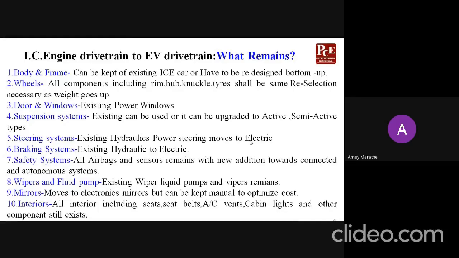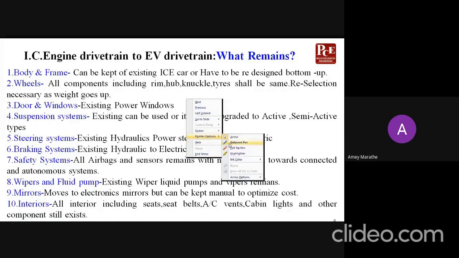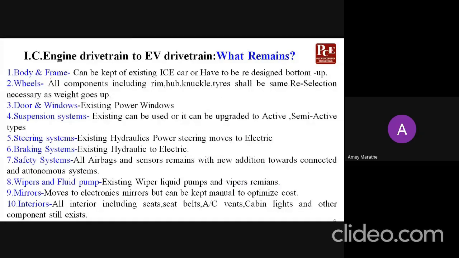If we go from IC engine drivetrain to EV drivetrain, what remains, what is added, and what goes away. That is what we are going to talk about in this slide. So let us start one by one.